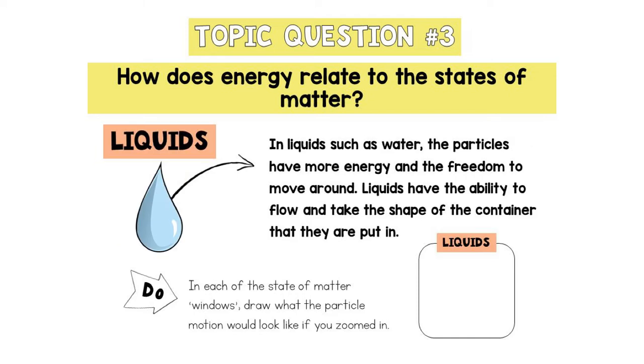So, what happens when you add a little bit of thermal energy to a solid? Well, it becomes a liquid. And liquids, such as water, have particles that have more energy, which gives them the freedom to move around some. Liquids can move so they can flow and take the shape of the container they are put in.